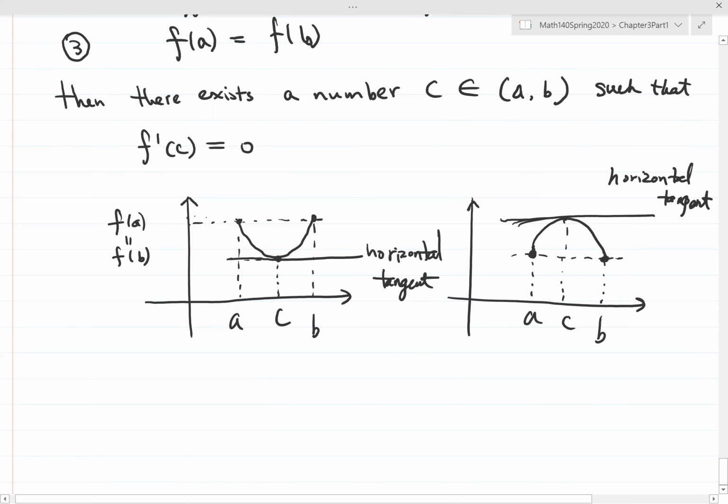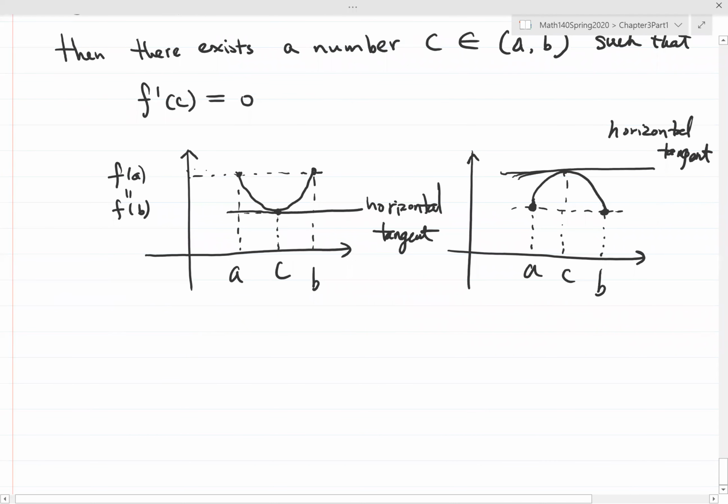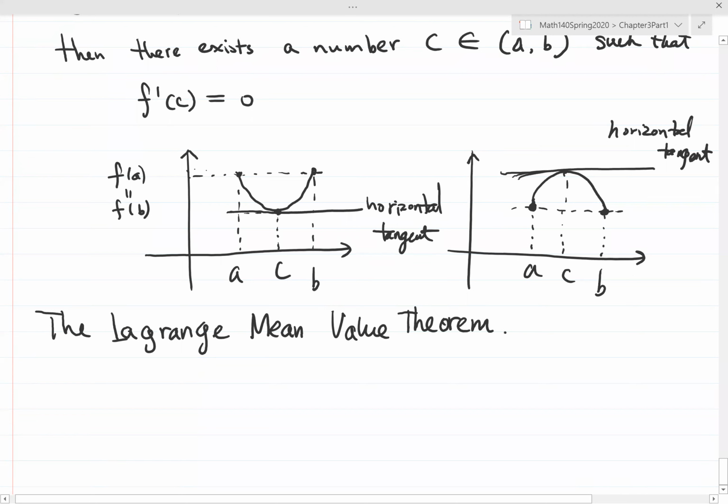Now the proof of Rolle's theorem is not difficult, however, we will skip it. It's really clear if you look at the geometric picture. So this is Rolle's theorem. Now we talk about the mean value theorem. There are several versions of the mean value theorem. The one we will use is the Lagrange mean value theorem, the most commonly used version. The Lagrange mean value theorem says this.